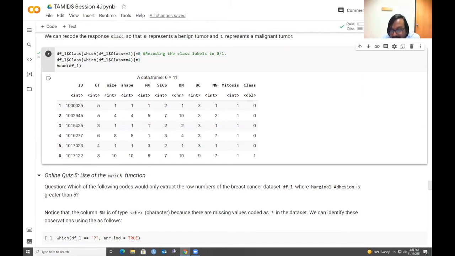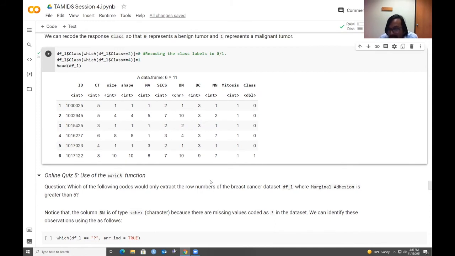All right, I'm going to end the poll right now, and the results are this. The correct answer is the first option, which(df_L$MA > 5), because the question says I want to extract only the row numbers, not the rows themselves.